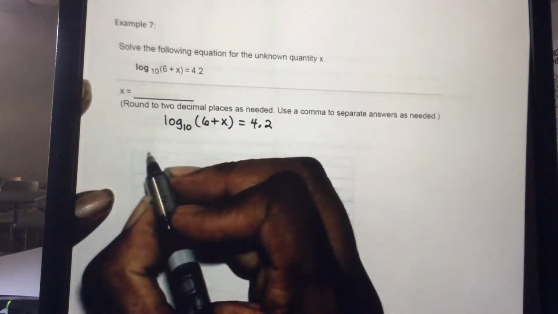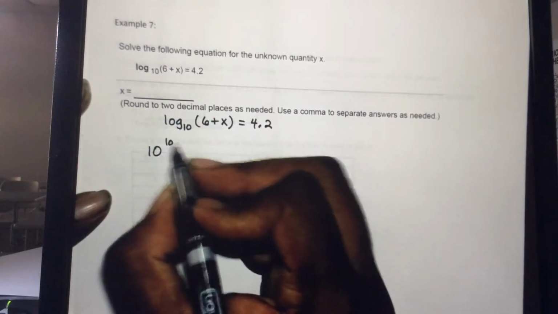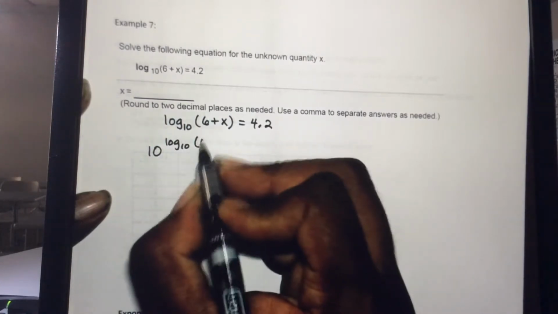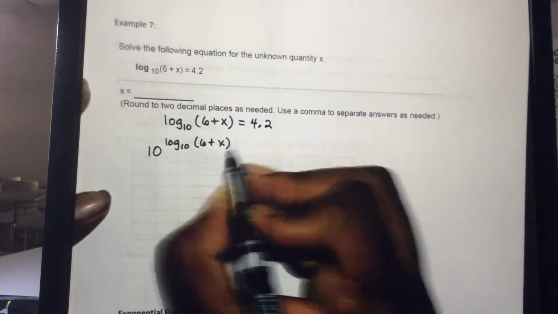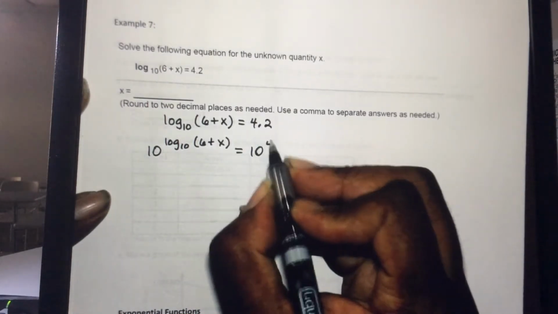Now, we got log to the base 10. What I'm going to do here is put powers of 10 on both sides of this equation. So I'm going to have a power of 10 raised to that expression right there, log to the base 10 of 6 plus x, equal to 10 raised to that number, 4.2.